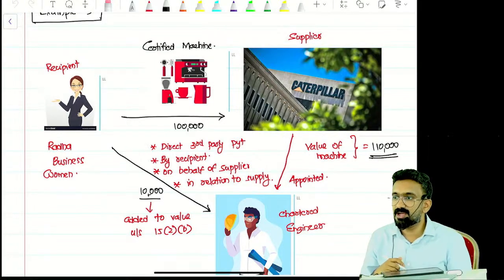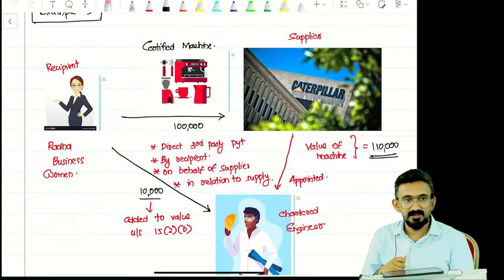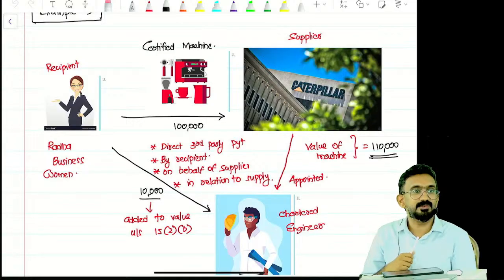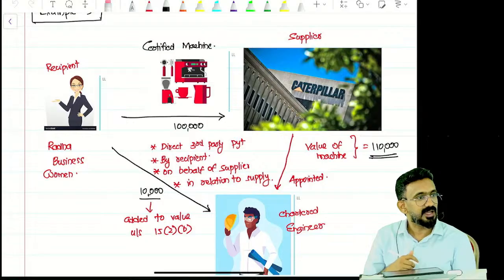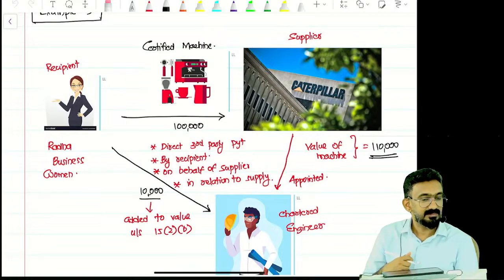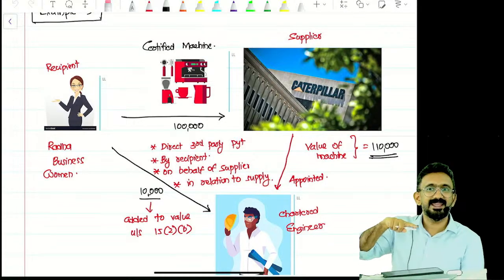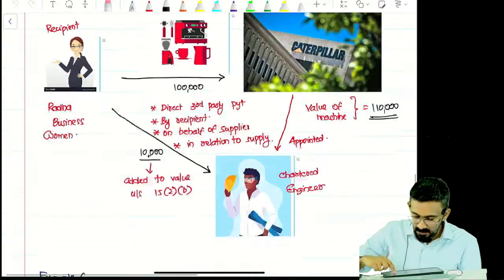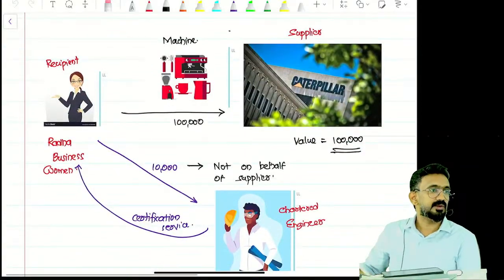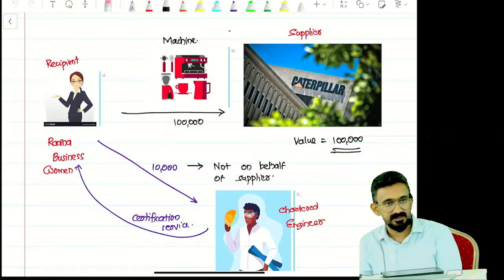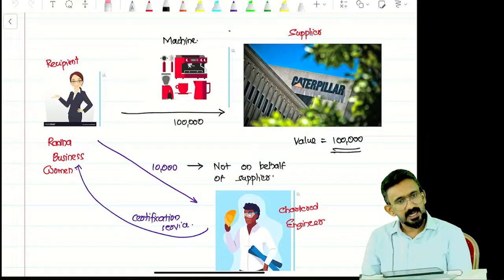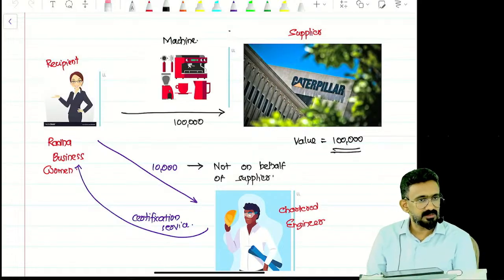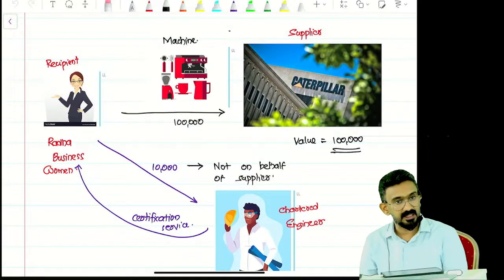How do I check whether it's on behalf of the supplier or not? Ask the question: if this chartered engineer is not getting 10,000, whom would he catch? Would he catch Radha or would he catch Caterpillar? Caterpillar, because Caterpillar only appointed him. Suppose it is a different contract, not like the earlier one. It is like this, wherein Caterpillar said, I'll give you the machine, you arrange the certification yourself. Caterpillar collected 1 lakh rupees.